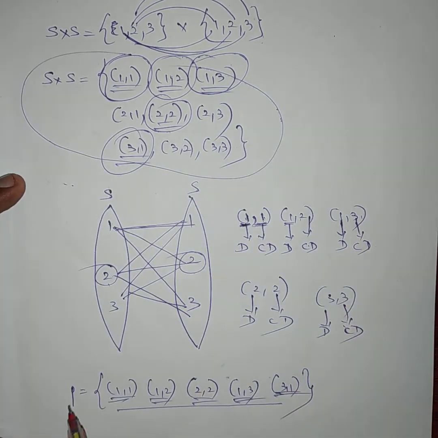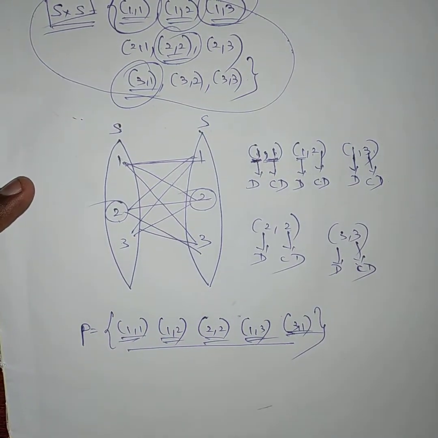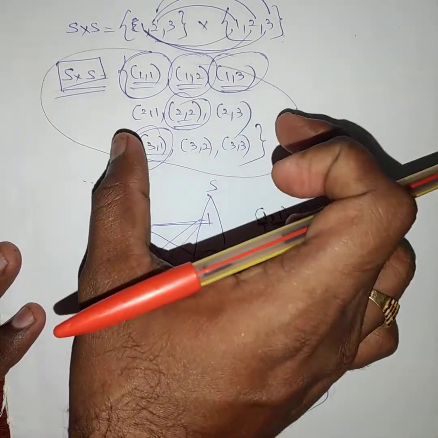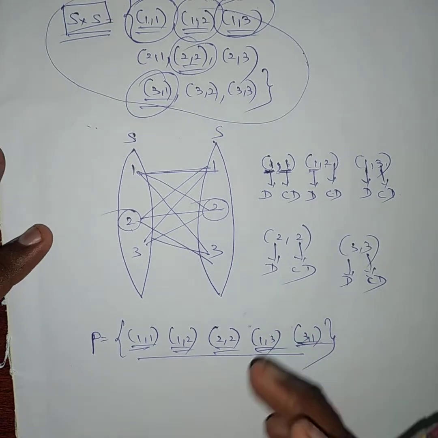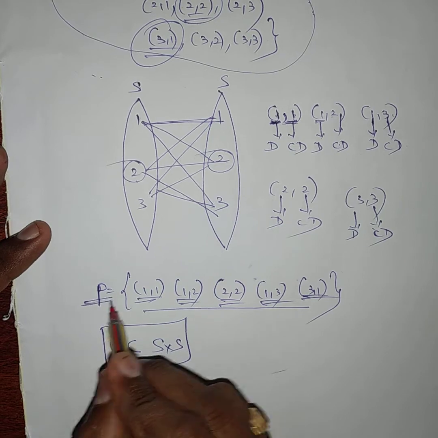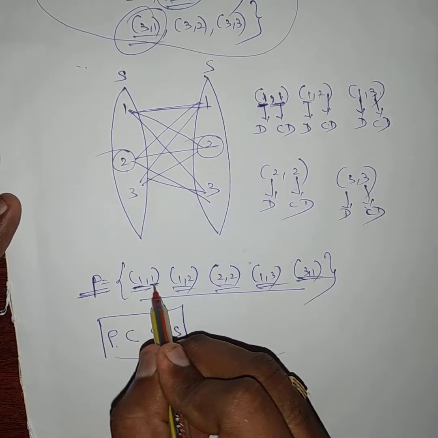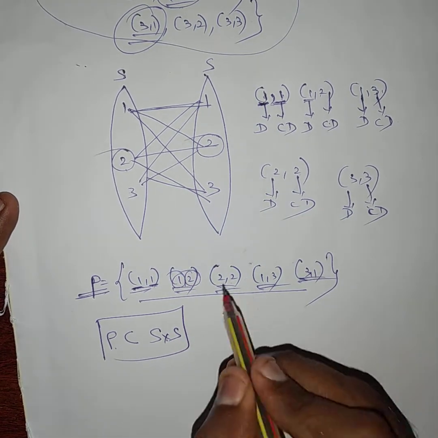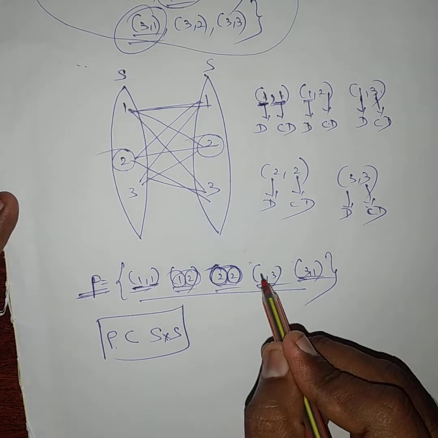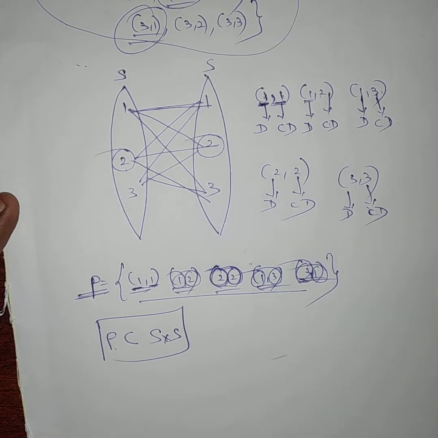The remaining they left out, because this S cross S is the biggest set and this is the smallest set, called rho. In this S cross S, I took some elements, which is rho. Therefore rho is a subset of S cross S. So this one is the domain, this one is the codomain, and so on for each pair.